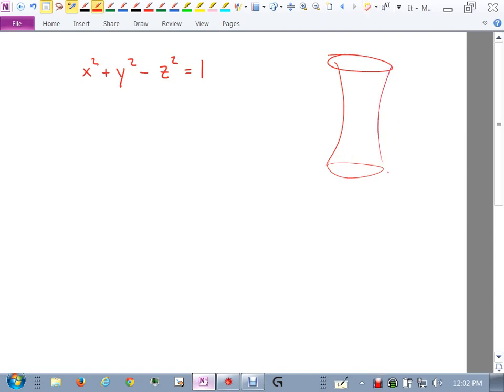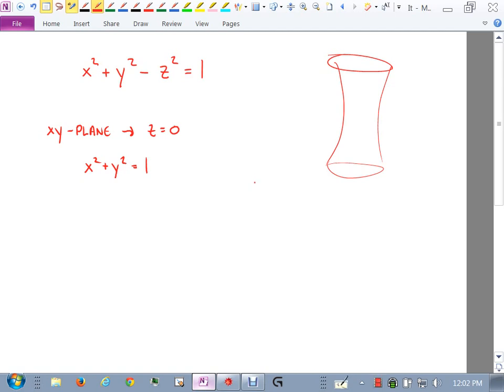Well, first, let's cut it with the xy plane. If I'm cutting it with the xy plane, what am I really doing? What's the xy plane? When we first defined the xy plane, we said the xy plane was z = 0, didn't we? So the xy plane really means we held z as a constant, z = 0. So if I let z be 0 here in this equation, what do I get? x² + y² = 1, right? Which is what in two-dimensional space? It's a circle, radius 1.